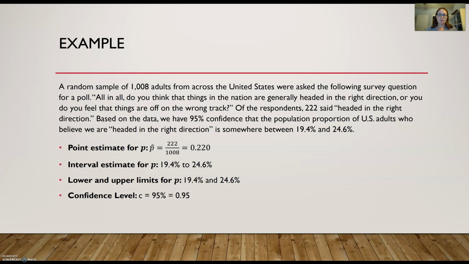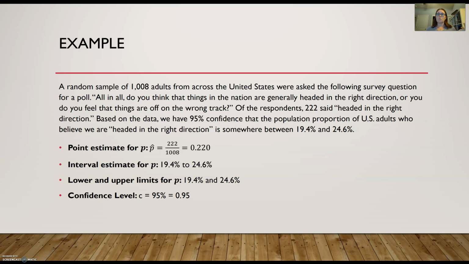The interval estimate for P is the two numbers at the end there, the 19.4% to the 24.6%. Those two numbers that enclose our interval are the lower and upper limits for the interval. And our confidence level was the 95% or 0.95. And so I'm going to call that C. So those are all the parts of a confidence interval.